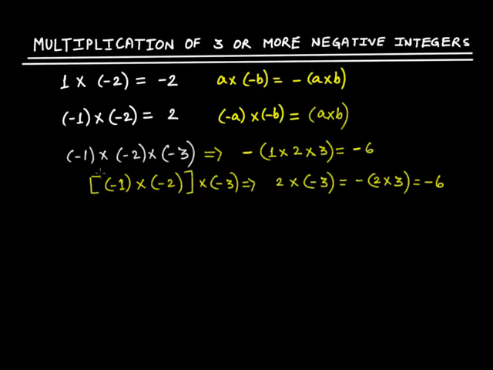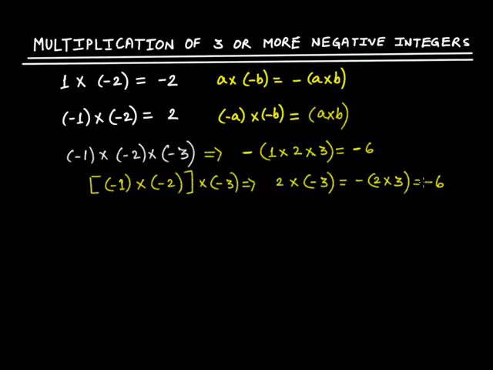So we just elaborated the steps here, showing how you got up to this answer, and why you're getting -6. So that means that if one negative integer is involved, then your answer will be negative. If two negative integers are involved, then your answer will be positive. And if three negative integers are involved, then your answer will again be negative.